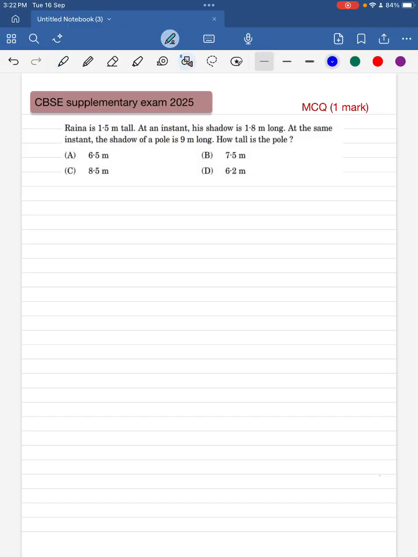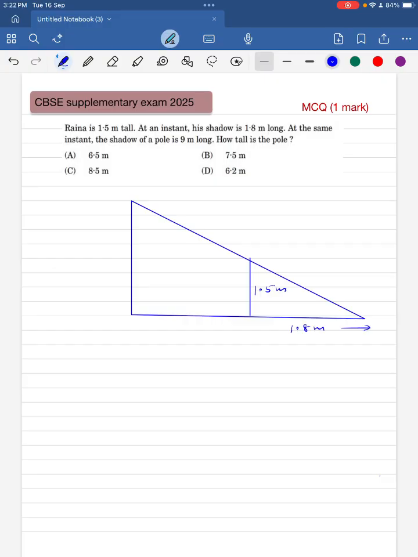Okay, so there are two objects here. There is this pole whose height we are trying to find out, and there is Raina who is 1.5 meters tall. And the lengths of their shadows at a particular instant: Raina casts a shadow of 1.8 meters long, which means this length is 1.8 meters, and the pole casts a shadow of 9 meters. So this length is 9 meters. And we have to find the height of the pole, which I'm taking as h.